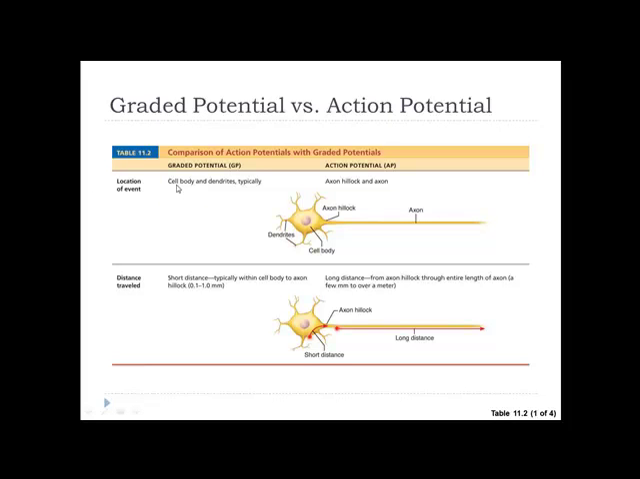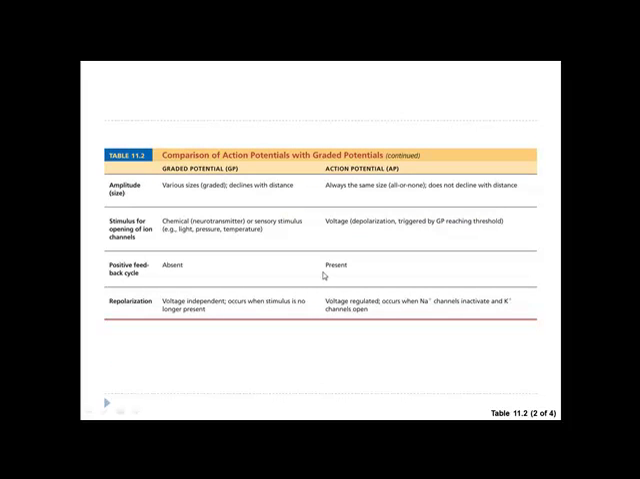Okay, so let's compare graded versus action potential. Graded potential is going to typically occur in our dendrites. Action potential will happen at the axon hillock and travel down the axon. Graded potentials are short. In these dendrites, action potentials go long. Sometimes they could go a meter or even further. Graded potentials have graded or different sizes. Action potentials, all or nothing. It's always the same. It's always about 100 millivolts.